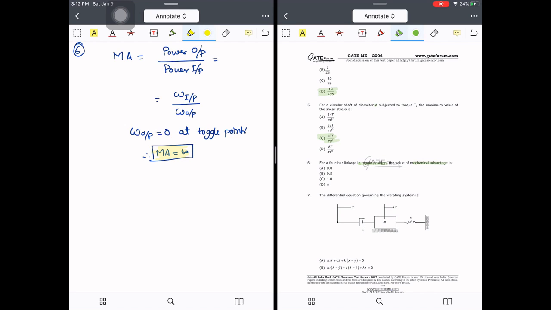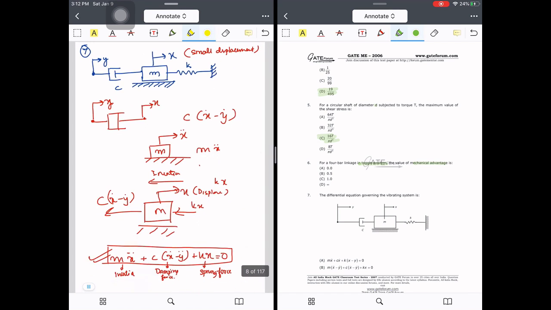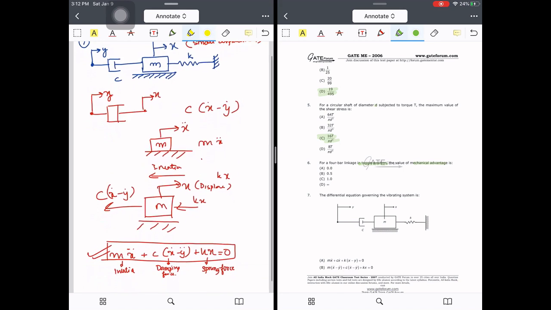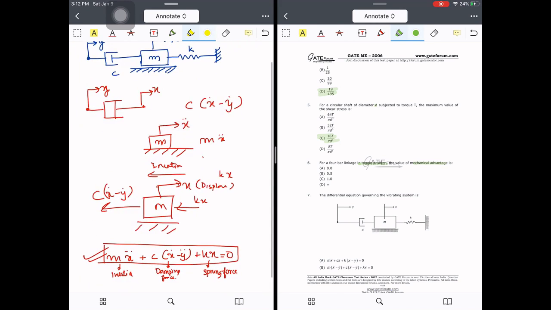So at toggle points the output will be 0. When output is 0, mechanical advantage is equal to infinity. Toggle points are the points where the velocity of the output link is 0. This is just, we can say, a corollary of the previous problems we have solved related to mechanical advantage. You can just cross verify.